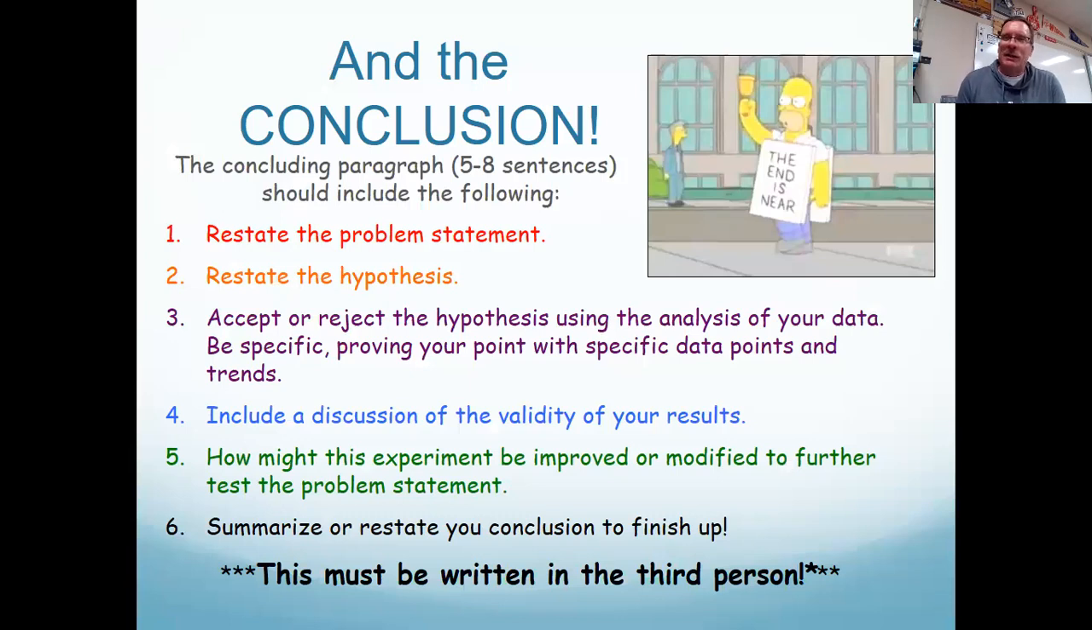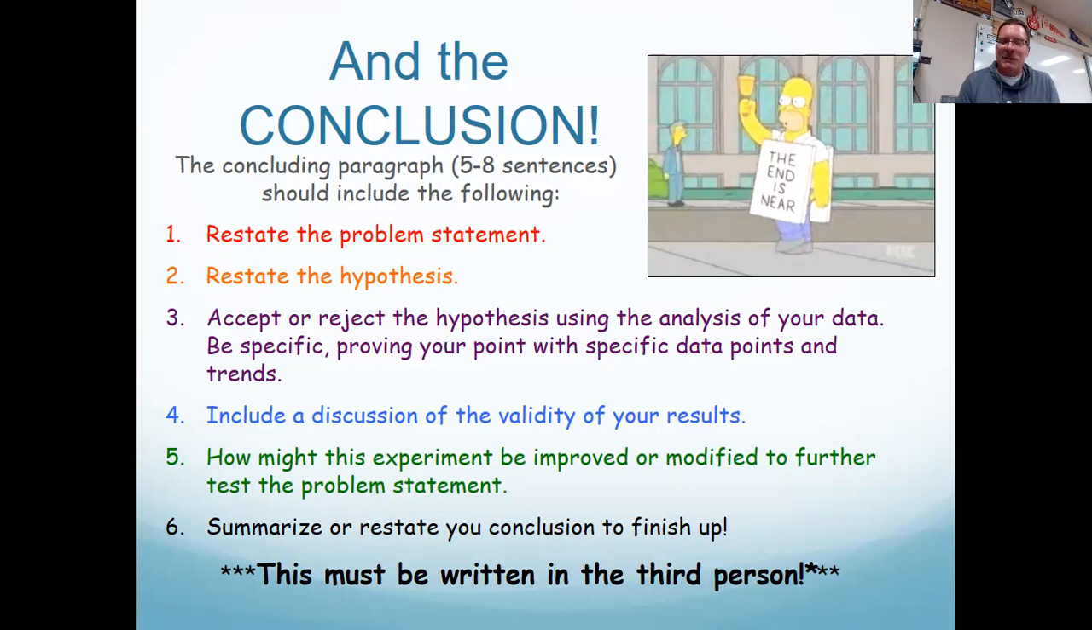And the conclusion. The concluding paragraph, 5 to 8 sentences, it all just depends, should include the following, not numbered. Number 1, restate your problem. What were you doing? What were you researching? What were you experimenting on? What was your purpose? Then restate the hypothesis, if-then. Then you write that you're going to accept or reject the hypothesis discussed, using the analysis of your data. So you have to put data in your analysis. That is your analysis.